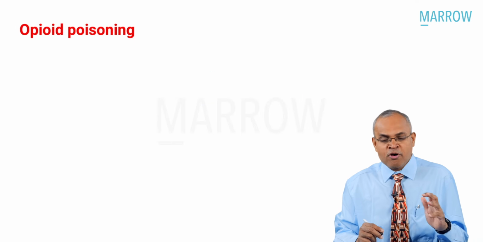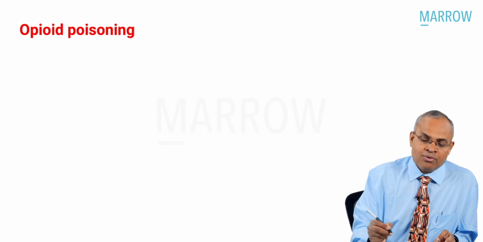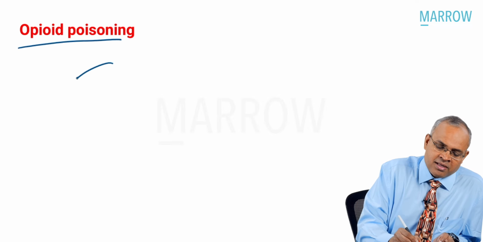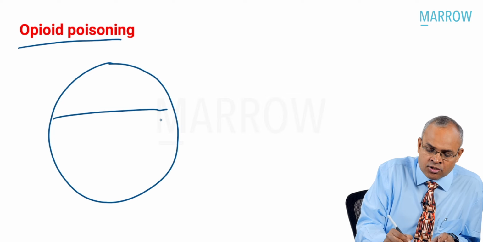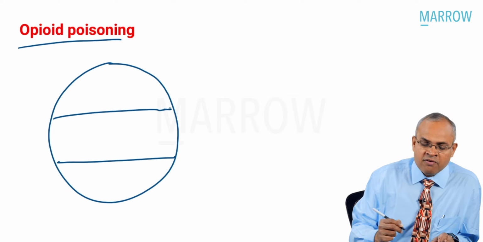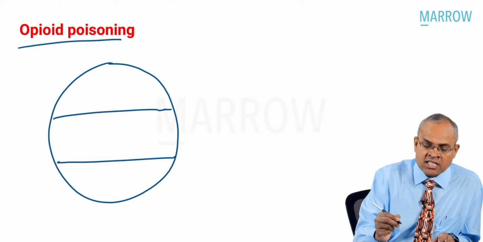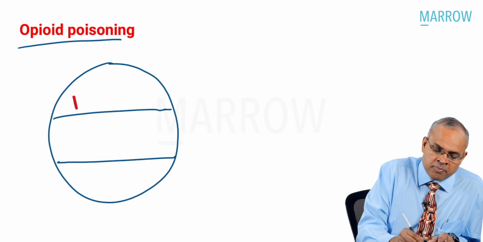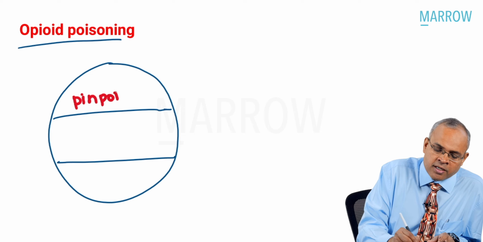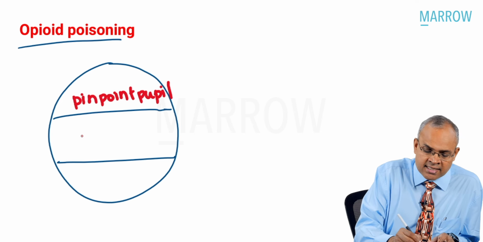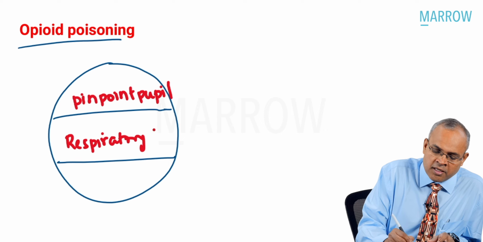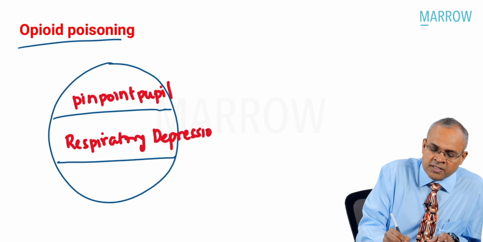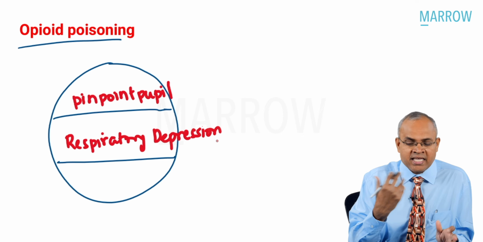When you're talking about opioid poisoning, you need to understand a few important aspects that come in exams quite frequently. There are three important aspects which you should know which happen in opioid poisoning. First of all, these patients can have pinpoint pupil. Understood. Next, they can have respiratory depression, or sometimes even cyanosis, blue skin, and those things.